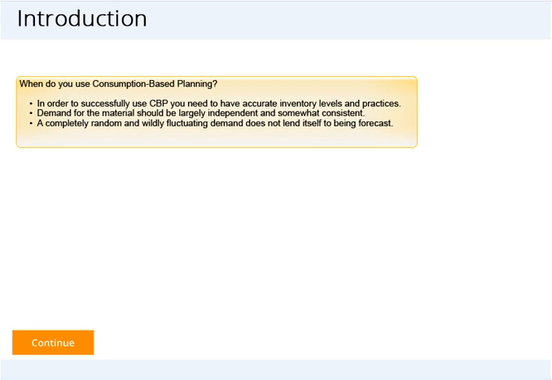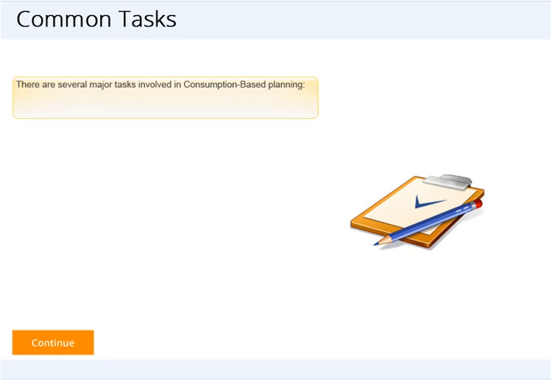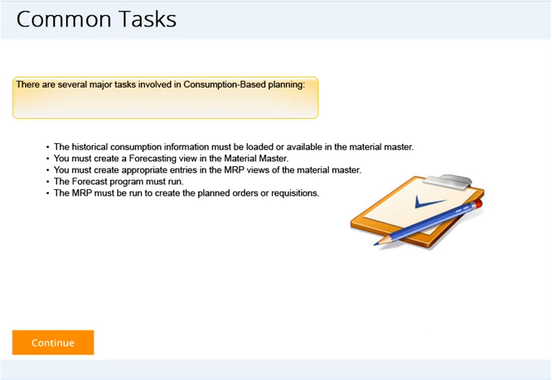When do you use consumption-based planning? When you have accurate inventory levels and practices, and the demand for the material is largely independent and consistent. A completely random and wildly fluctuating demand does not lend itself to being forecast. There are several major tasks involved in consumption-based planning.